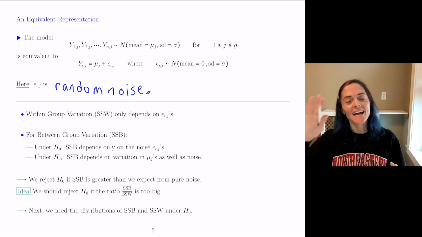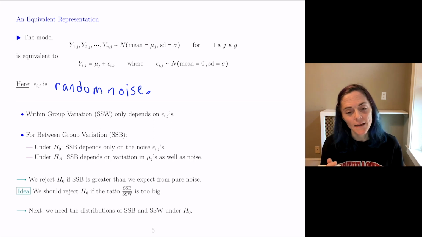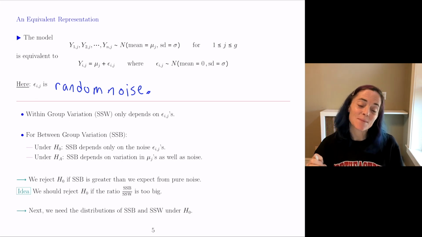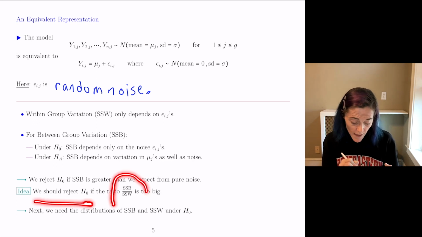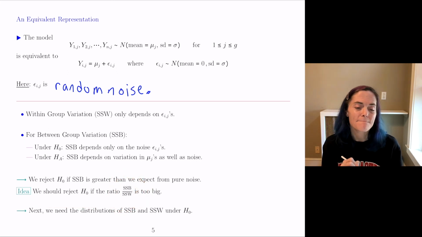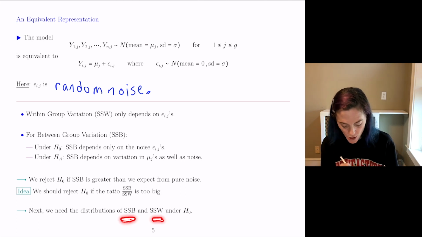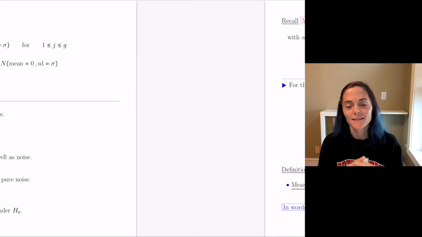Okay, so we reject H0 if the sum of squares between is greater than we expect from pure noise. This is the idea here, and then we will get into some statistics on the next page. We should reject H0 if this ratio, sum of squares between divided by sum of squares within, is too big. Okay, well, we need distributions of these two under H0 in order to have a statistical test.